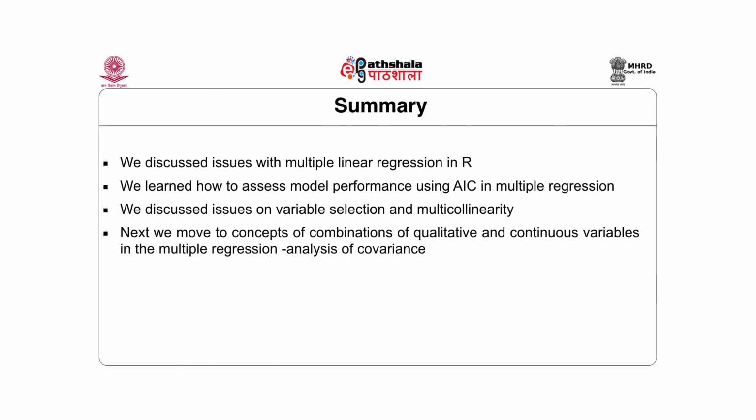So to summarize, we discussed issues around multiple linear regression. We ran some examples. We learned how to assess model performance using the Akaike information criterion, and we touched on the basics of variable selection and multicollinearity. In our next session, we'll look at what is known as analysis of covariance, when we have multiple categorical variables in question. So thank you for paying attention to this.